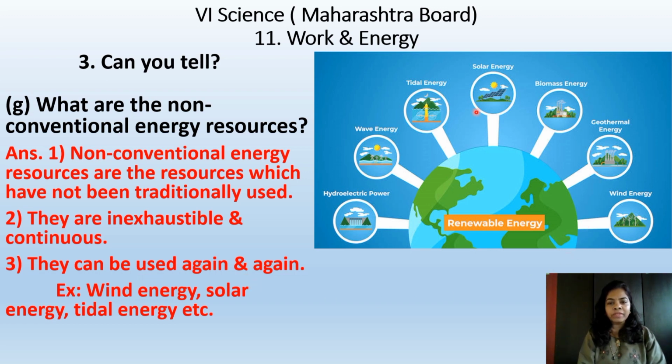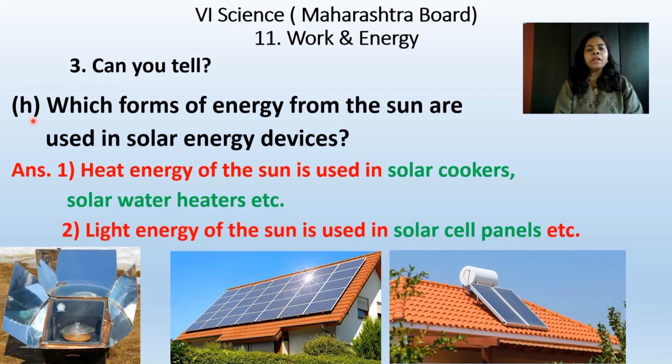Yes, children, most of these energy resources are continuous and they are not going to get exhausted. They are not going to get over. We can use them continuously again and again. Example, wind energy, solar energy, tidal energy, etc. H. Which forms of energy from the sun are used in solar energy devices? Which forms of energy are we using in solar appliances, children?